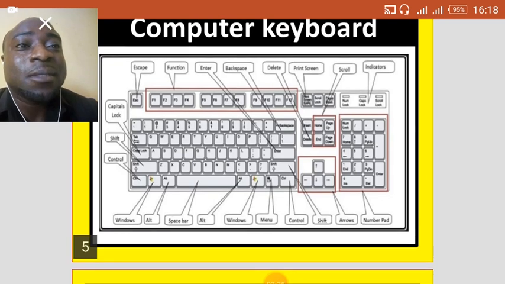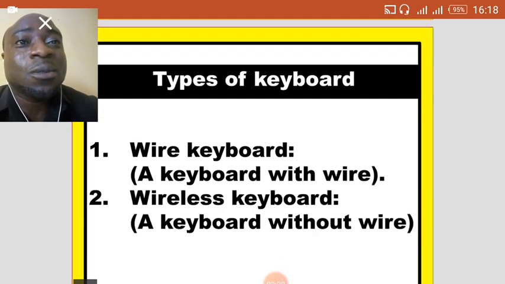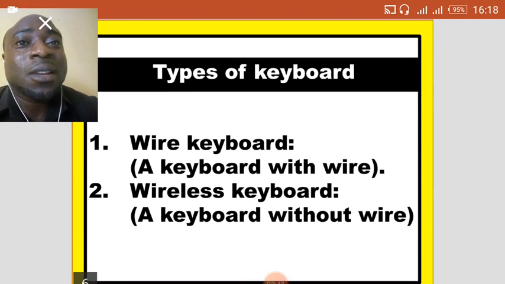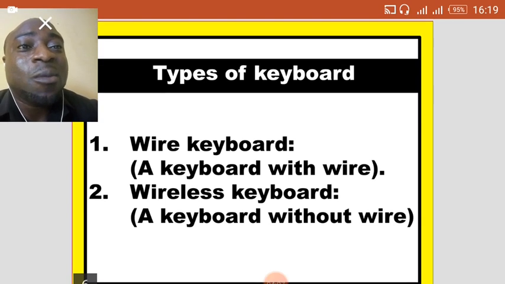Now the next thing I would like us to look at are the types of keyboard. We have two major types of keyboard: the one with wire that we call wire keyboard, and the one without wire that we call wireless keyboard. Whenever you see a keyboard that has a wire attached to it, it is called a wire keyboard. The one without wire is called a wireless keyboard, which is the second type of keyboard.